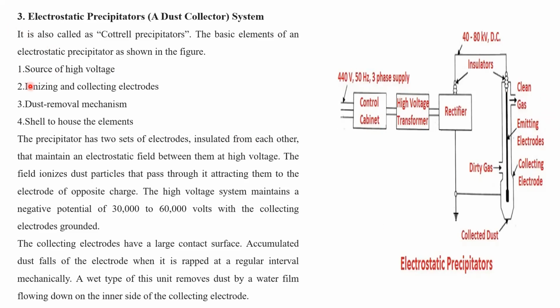Okay, so here is the same thing. Sources of high voltage required, ionizing and collecting electrodes, dust removal mechanism, shell to house elements. The precipitator has two specific electrodes insulated from each other, that is cathodes and anodes, or you can say collectors and emitters, that maintain an electrostatic field between them at high voltage, about 40 to 80 kilovolt DC. The field ionizes the dust particles that pass through it, attracting them to the electrode of opposite charge.